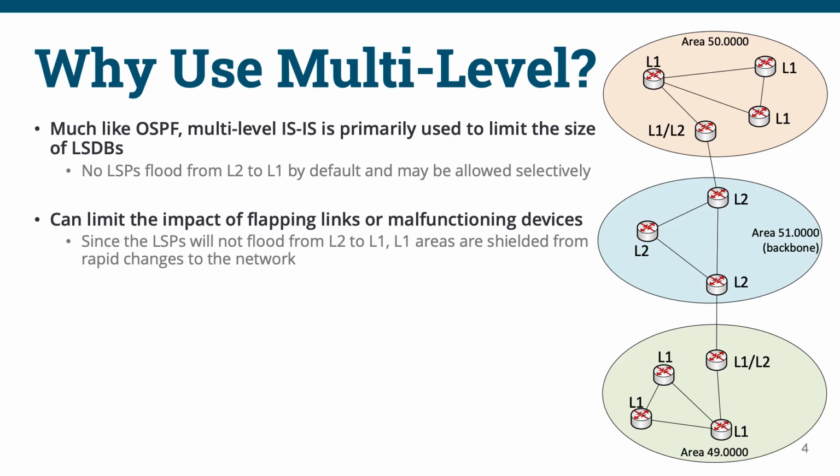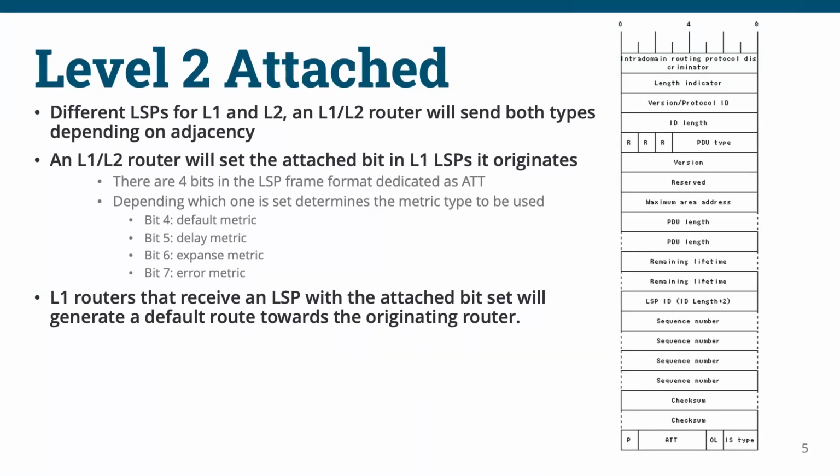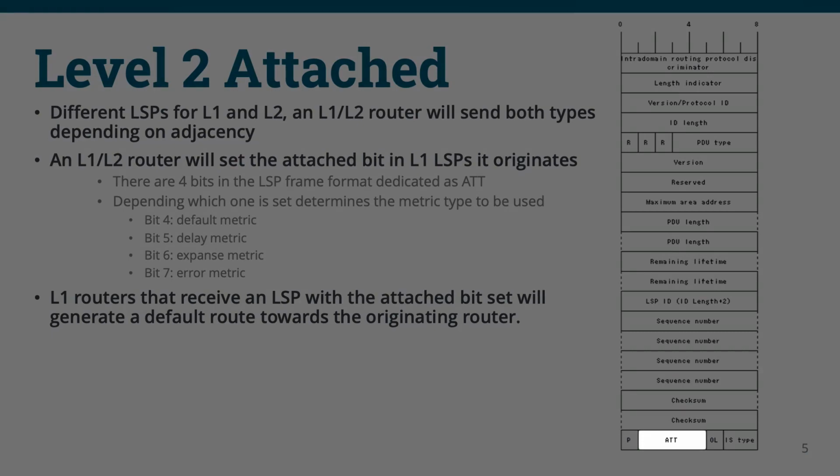Now, when we say that each router will generate a default route to the nearest L2 attached router, how might it do this? Let's take a look at this in the following slide. Depending on whether a router is a Level 1 or Level 2, or both L1 and L2 router, the format of the link state PDUs it originates will differ slightly. As we saw in a previous lesson, the LSP has a 4-bit field for the attached bits, shown in this diagram as ATT at the bottom.